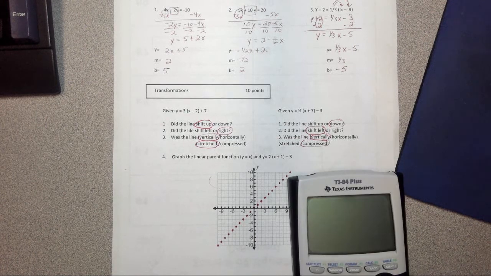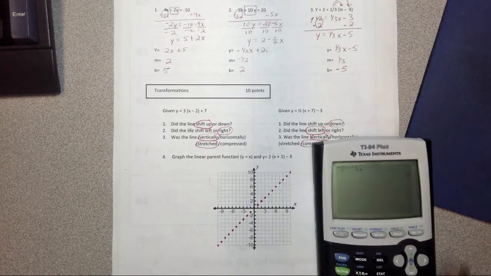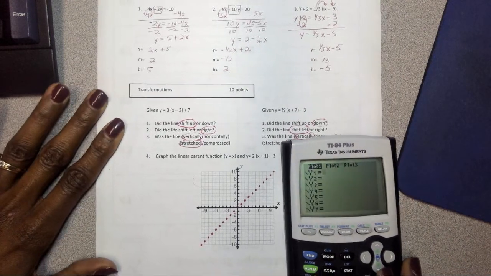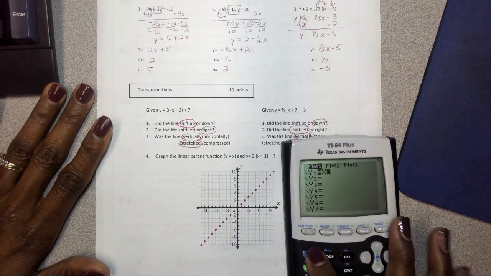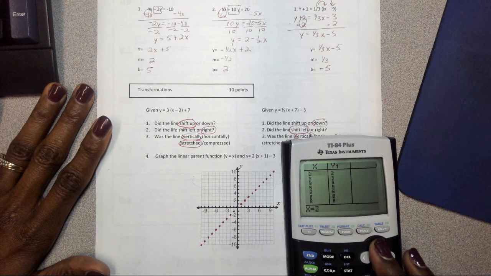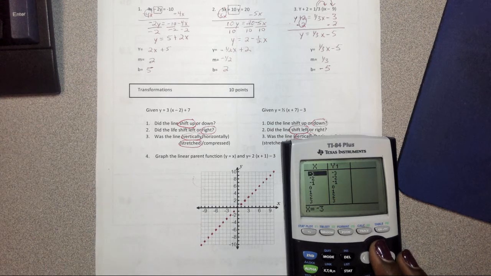If you're not sure, go to the y equals, put in y equals x, right? Because that's what we just grabbed. Look at your table. See? 8, 8, 7, 7, 6, 6. That's a linear parent function.